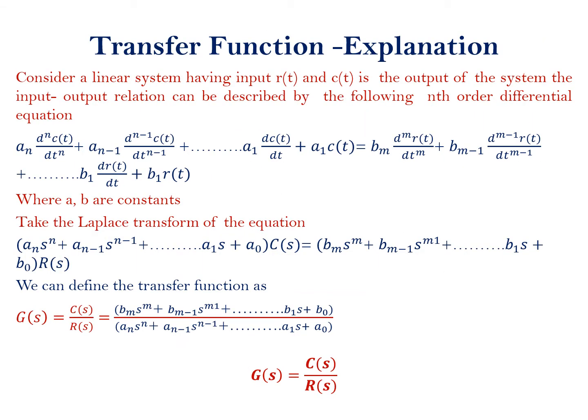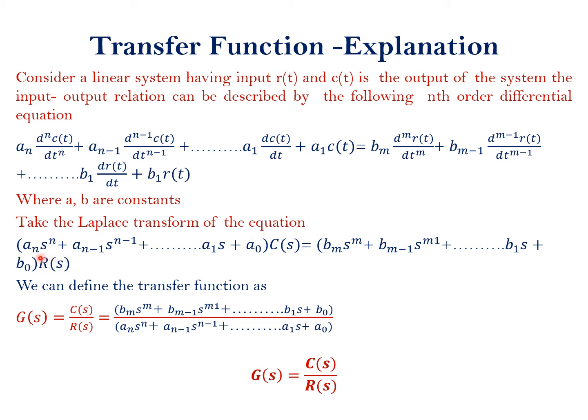Next I'll explain the transfer function. Explanation. Consider a linear system having input R of t and C of t is the output of the system. The input-output relationship can be described by the following nth order differential equation. Here this is the output C of t and this is the input R of t and where a, b are constants. Take the Laplace transformation of the equation.